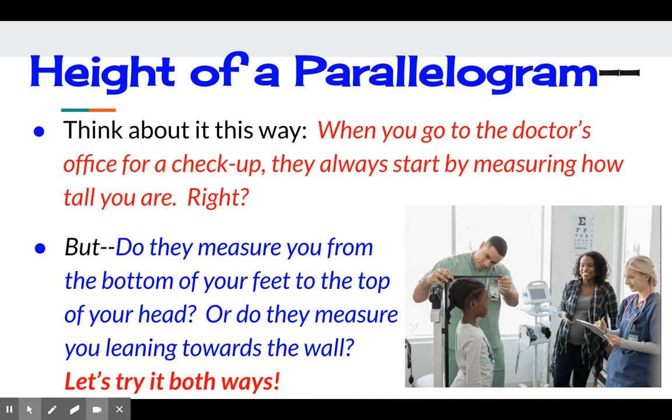Now, let's think about it this way, because that's tricky for kids. When you go to the doctor's office for a checkup, they always start by measuring how tall you are, right? They weigh you, they maybe check your eyes, and they figure out how tall you are. But here's my question for you. Do they measure you from the bottom of your feet to the top of your head? Or do they let you have your feet way away and lean towards the wall? Let's try it both ways.